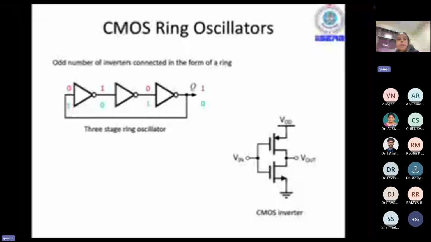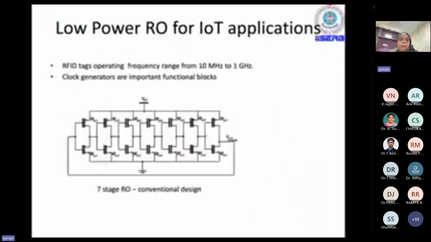Here, of course, we can use any odd number of inverters. For the sake of simplicity, I am just demonstrating with a 3-stage, but it can be 5-stage, 7-stage, 9-stage, and so on. Now, we are going to look into the low power ring oscillator for IoT applications. Typically for IoT applications, especially for RFID tags, we would need a frequency of operation between 10 megahertz and 1 gigahertz, depending on the type of RFIDs that we are using. Basically, this means that we need to generate a signal in this frequency range.